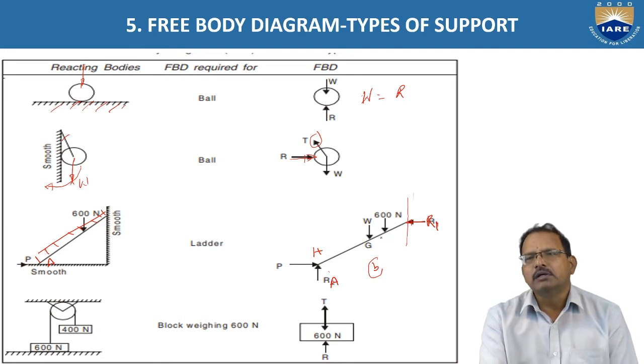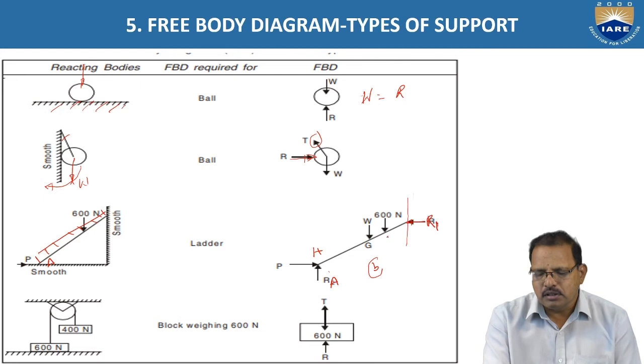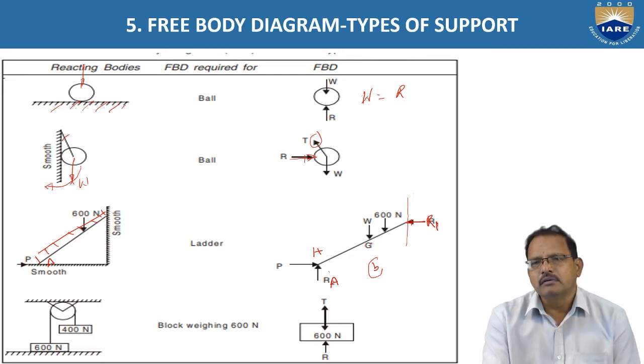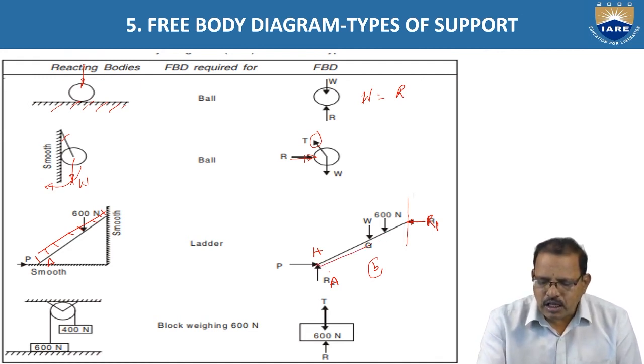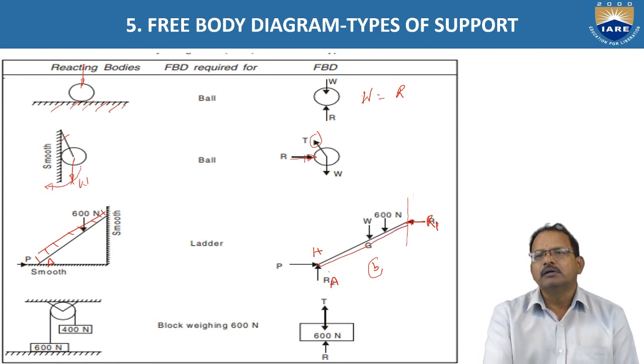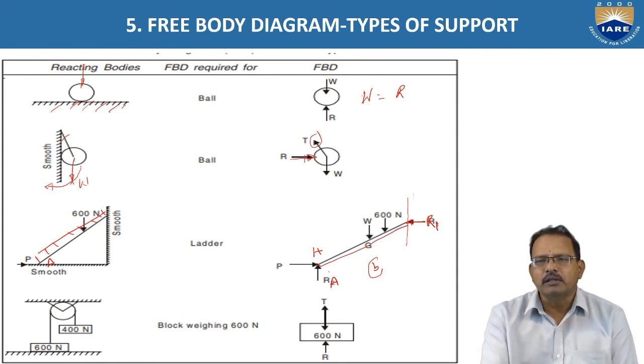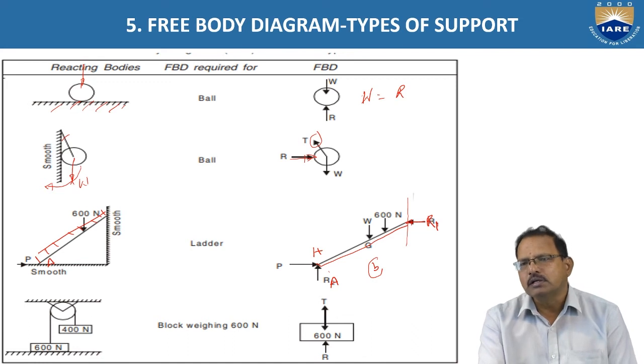The 600 newtons is an external force acting on it. This is called the applied force. And the weight is also acting at its center of gravity. These two are in the downward direction. That means the ladder is now showing all the forces which are acting on it, as well as the reactions offered by the vertical as well as the horizontal surfaces. Hence, it is called a free body diagram.